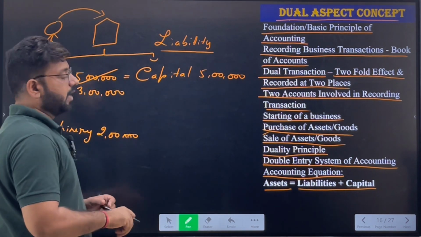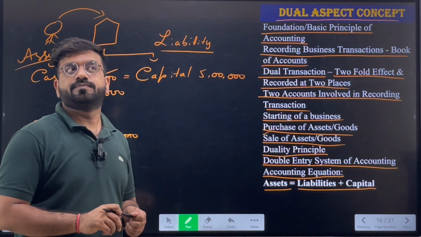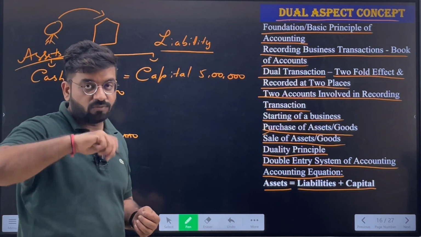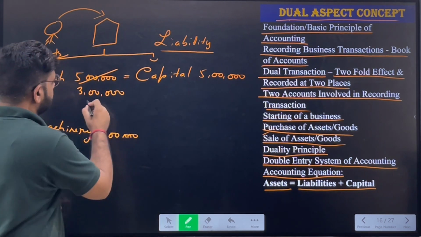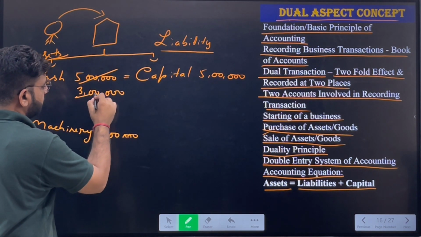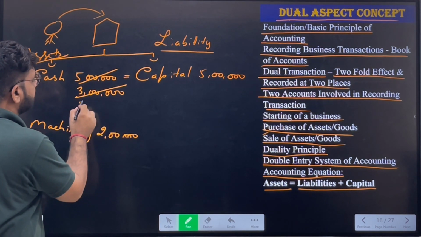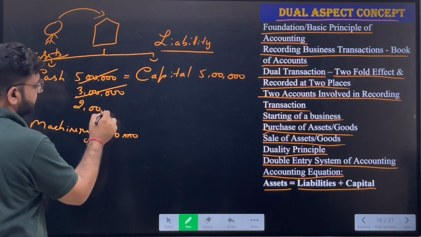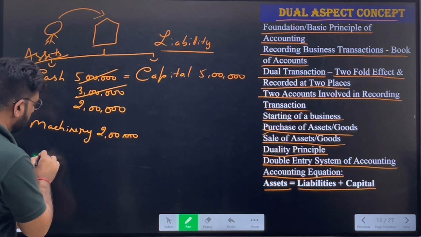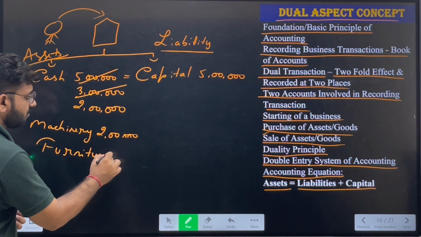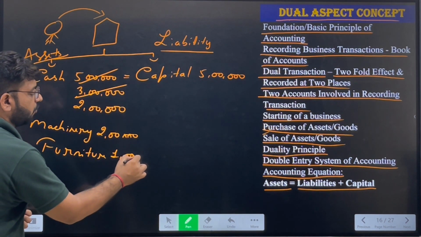Suppose I am now purchasing furniture for rupees 1 lakh. Again, I will have to give out cash of 1 lakh. So in order to have that furniture, I will have to give out cash of 1 lakh. What is the remaining amount that I'll be having in cash? 2 lakhs, exactly correct. And I will also have another asset with the name furniture, of 1 lakh.